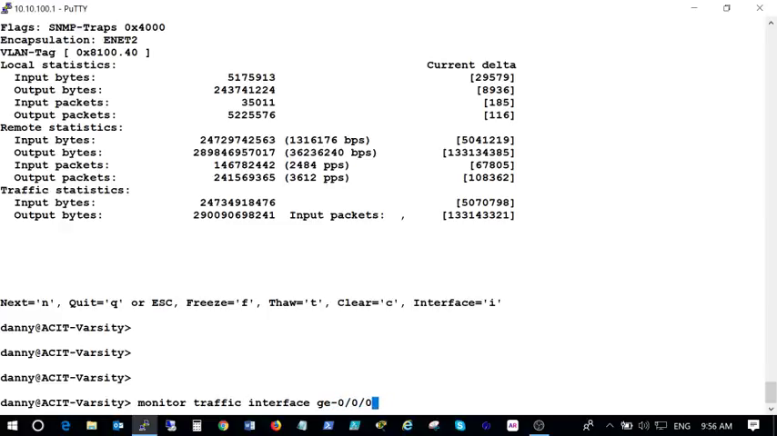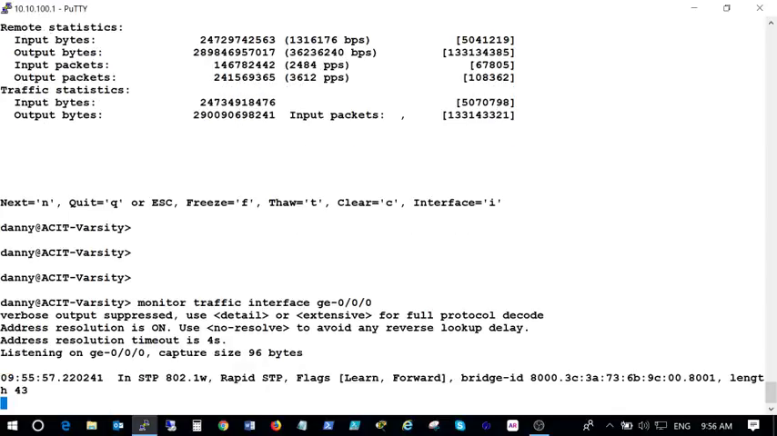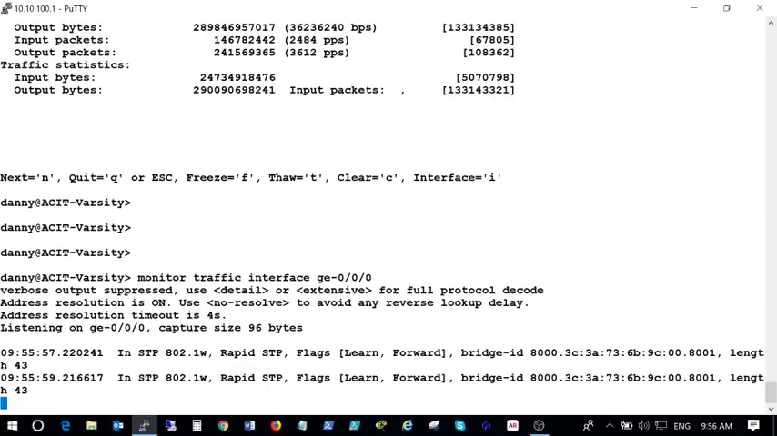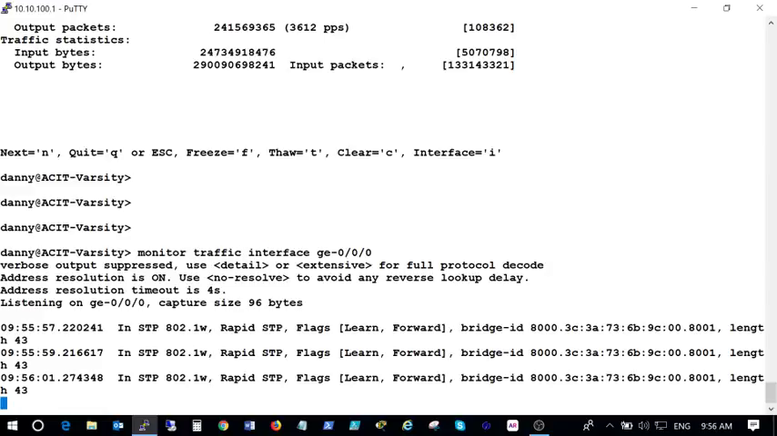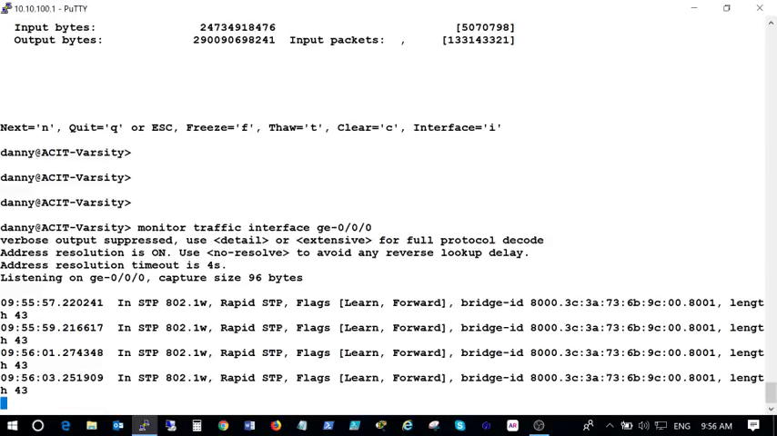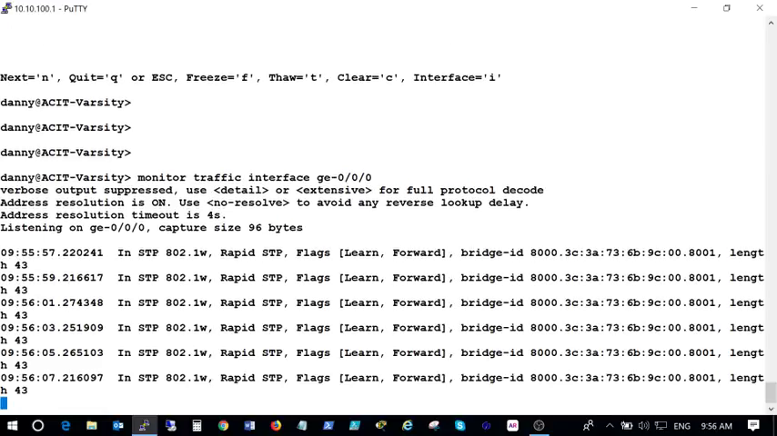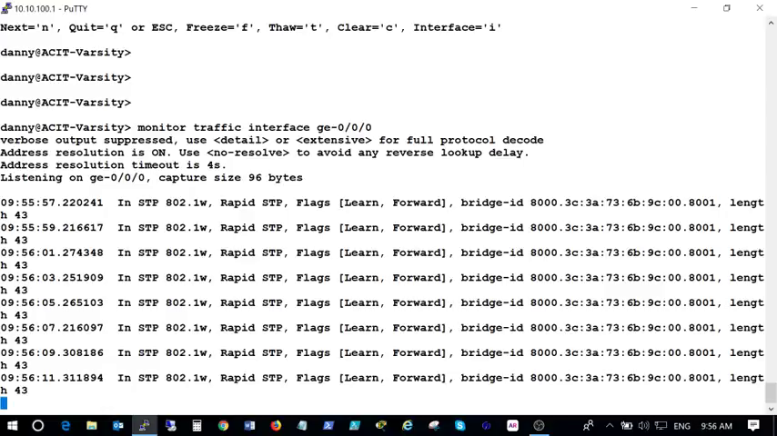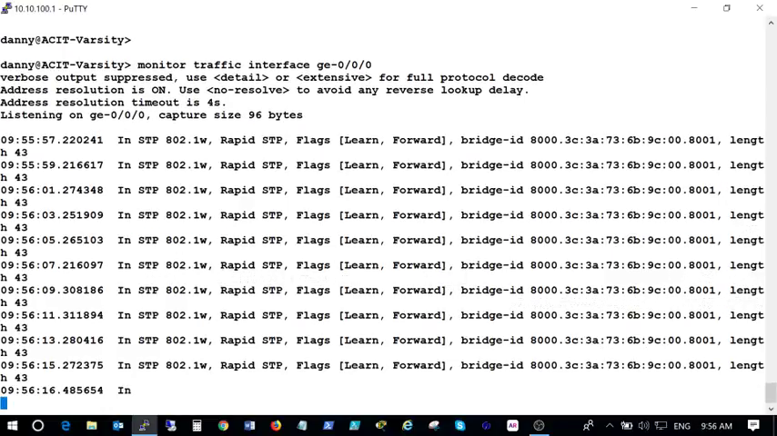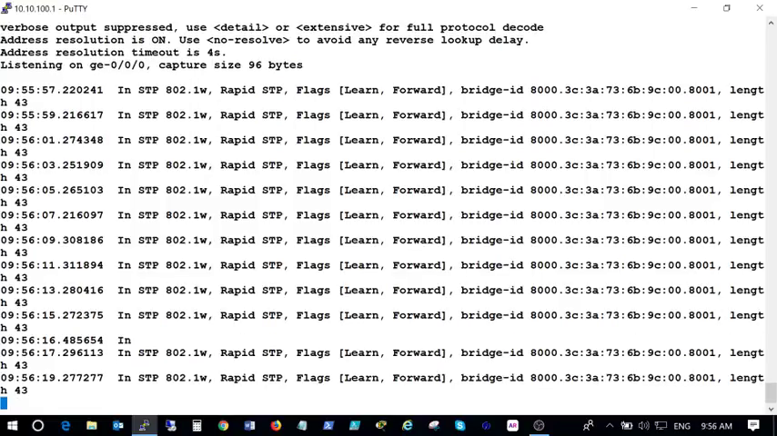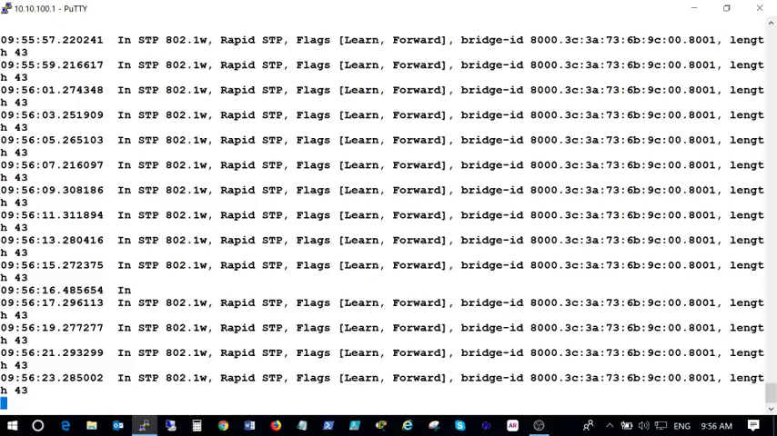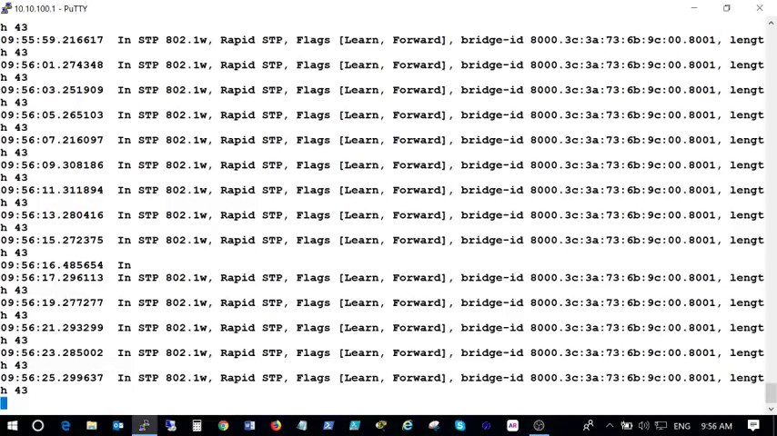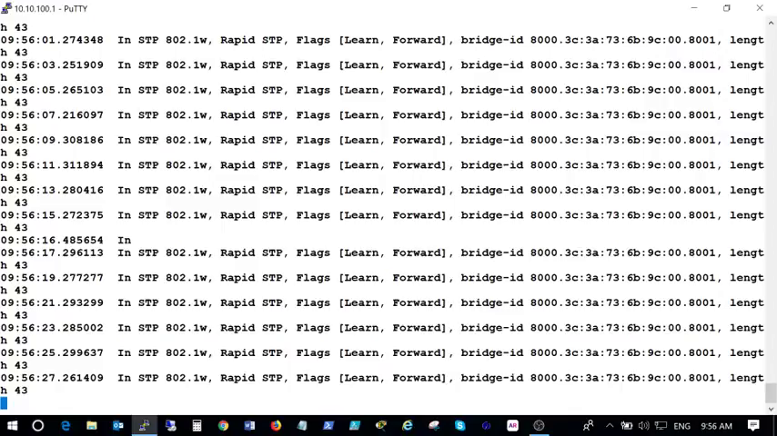Oops. And let's have a look at that. It's not going to be a great deal of traffic going on here. We've got spanning tree protocol, by the looks of it, racing around here. We've got RSTP, 802.1w, which, as you know, is the rapid spanning tree protocol standard. So there it is. That's what's happening on that interface.